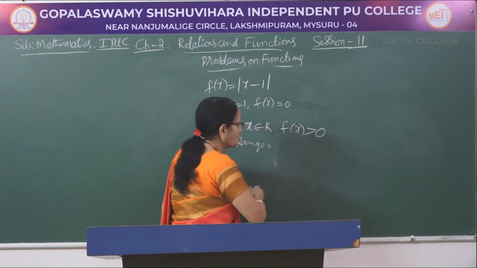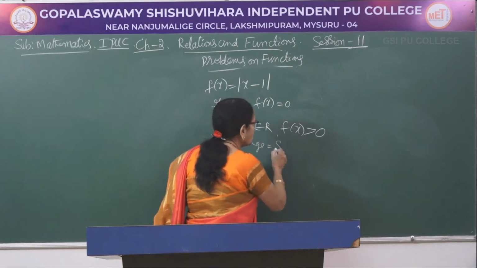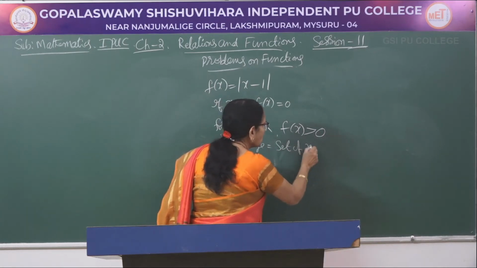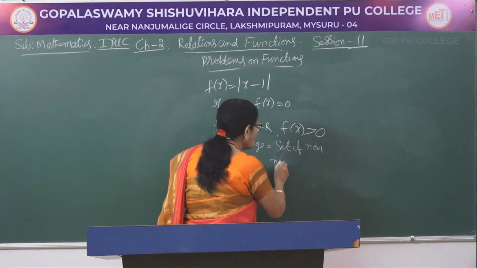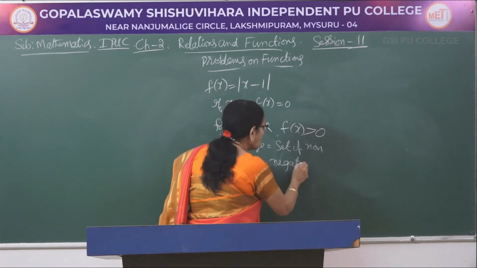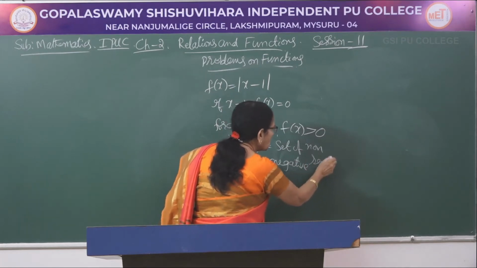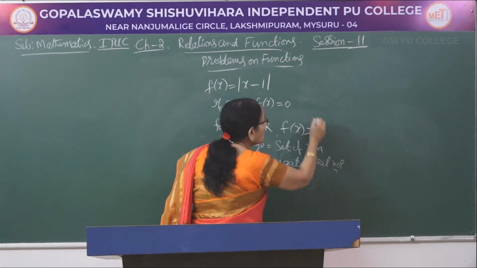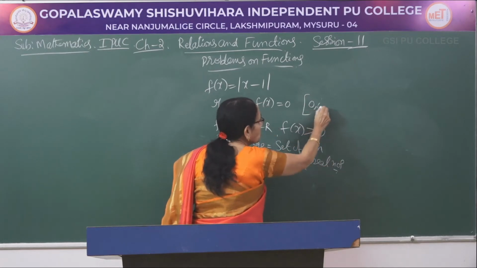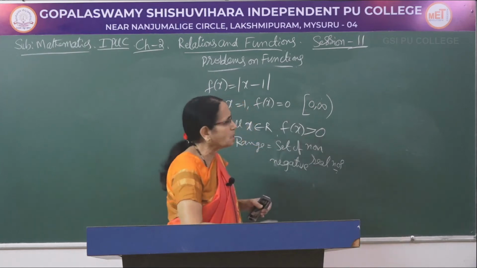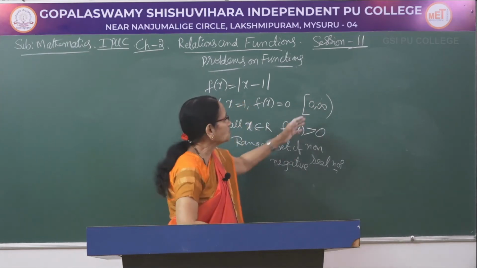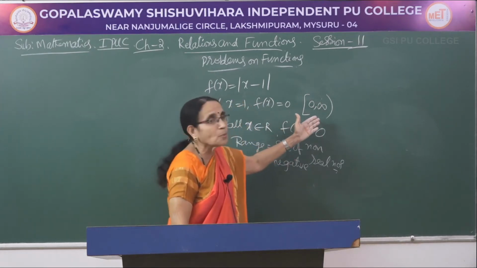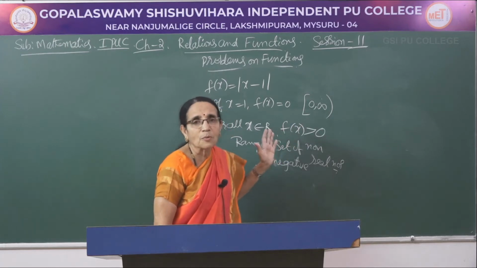So, how do you write this in a sentence? The range is the set of non-negative real numbers. I told you, you can write like this also: 0 comma infinity, it goes on increasing, isn't it? So, 0 comma infinity, closed-open interval, or you can write in the form of a set.